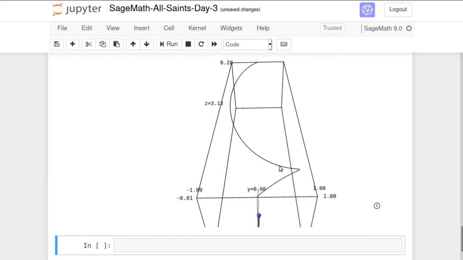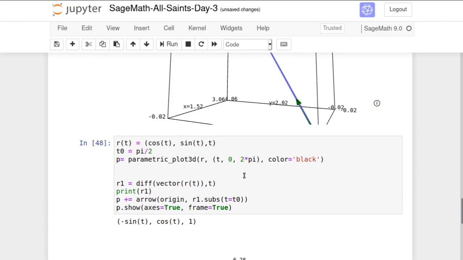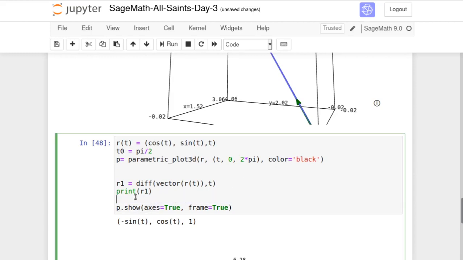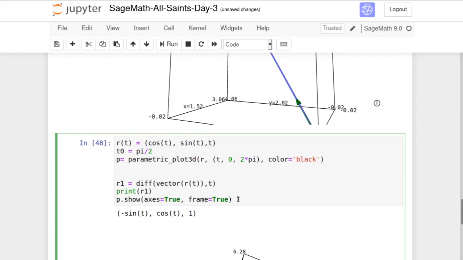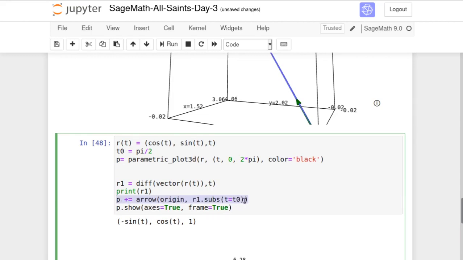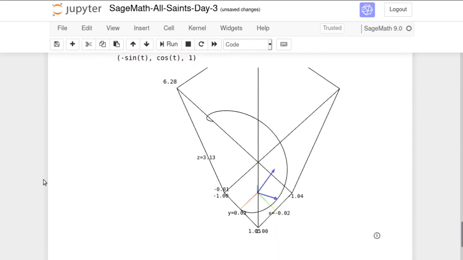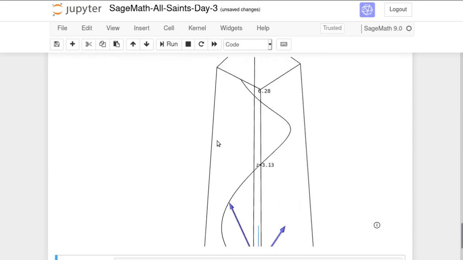So one vector is here. Have I drawn two vectors? Oh, instead of copying and pasting, I cut that. Okay, sorry, that's a mistake. I did not copy paste, but instead I was cutting and pasting. So I need to do r dot substitute also. I was using only one arrow instead of two. Okay, now I have two arrows.